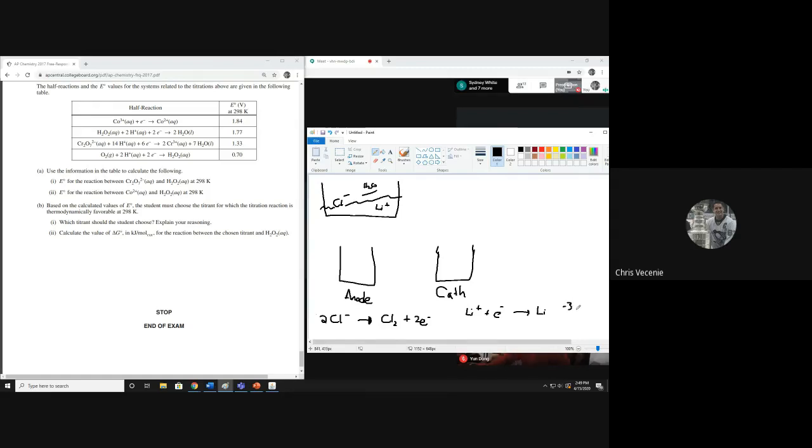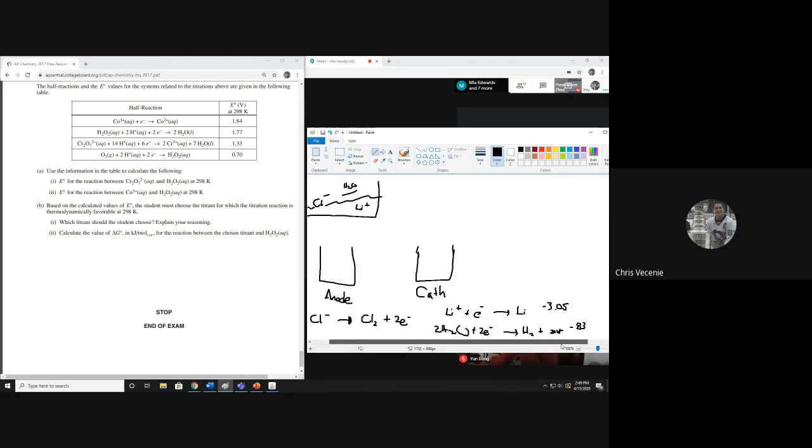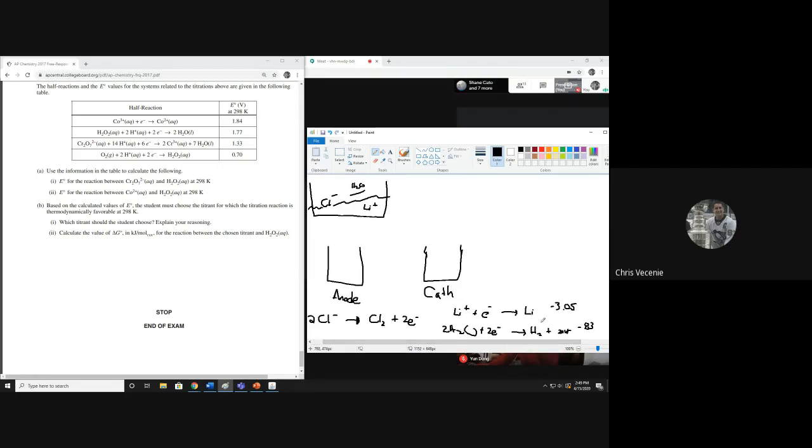You realize that I'm looking for the more positive one between the lithium and, sorry, this takes a while, the 2H2O plus the two electrons going toward the H2 plus the 2OH negative. All right, so that's negative 0.83. Right, so these were my two choices of what's going to happen, right?